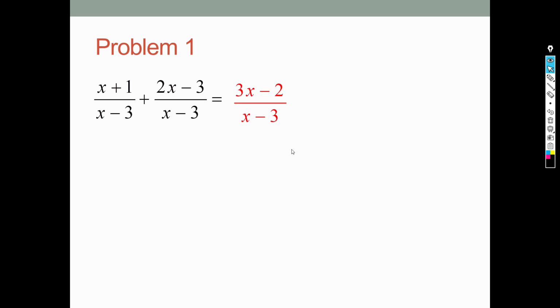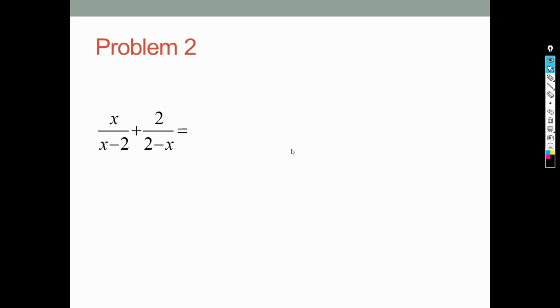So if the denominator is the same, whether you have 2 fractions or 3, all you have to do is add or subtract the numerators, whatever the operation is. In this case, it was addition. Problem 2. Notice this one has x over x minus 2 plus 2 over 2 minus x.